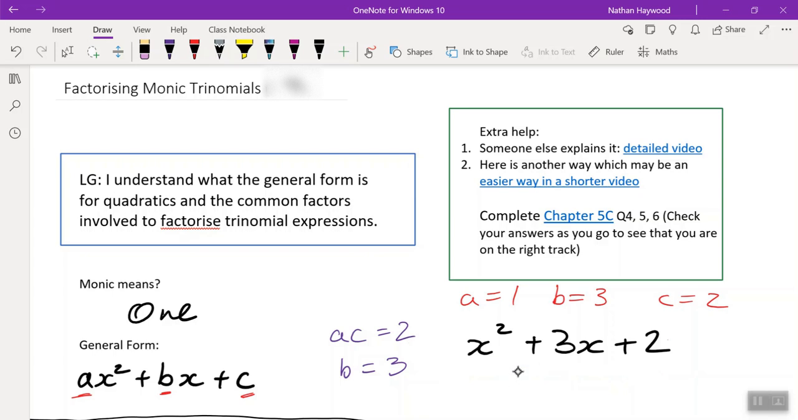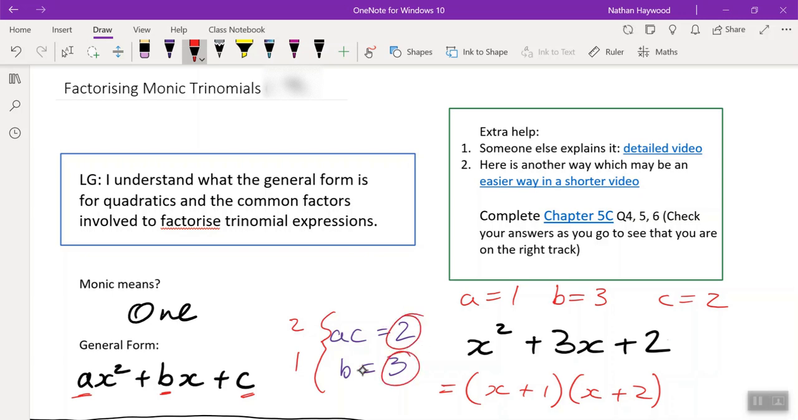Okay? So the simple way to solve this is you now write these two numbers like this. And that's your answer. So I've taken the number 2 and 1, which are factors of 2, and they add to get to 3.